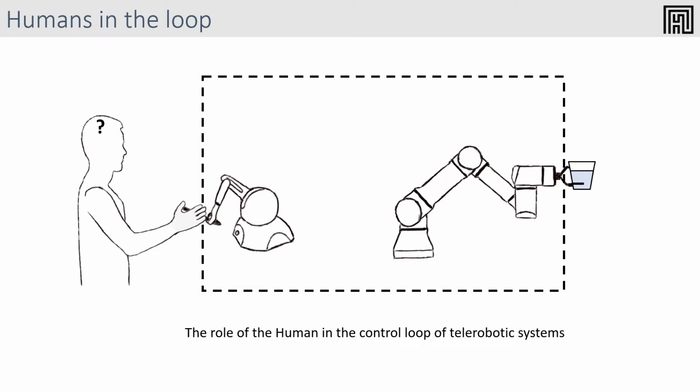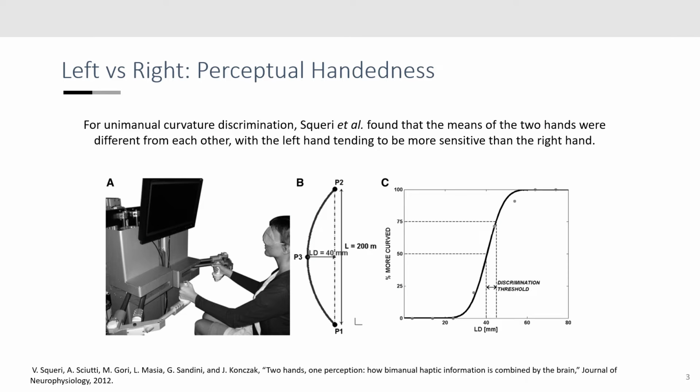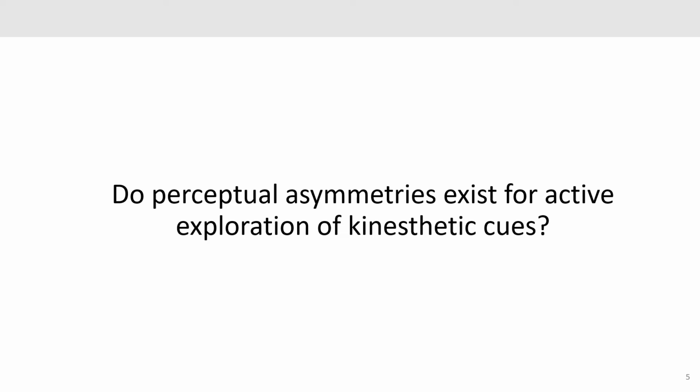teleoperator usage. Our study is motivated by the work of Squarey et al., who found that the left hand was perceptually superior in curvature discrimination than the right hand for a right hand dominant participant pool. While many studies have shown similar results for other proprioceptive and cutaneous cues, it is unknown whether this is also true for kinesthetic cues. In this manuscript, we investigate this question.